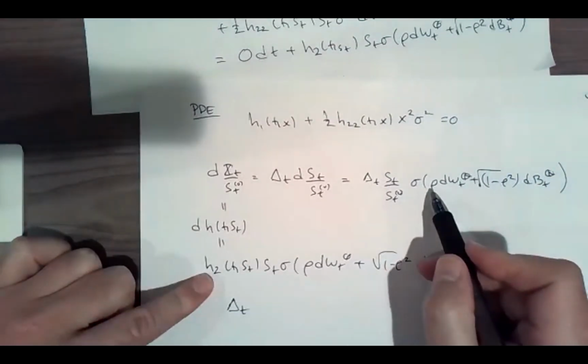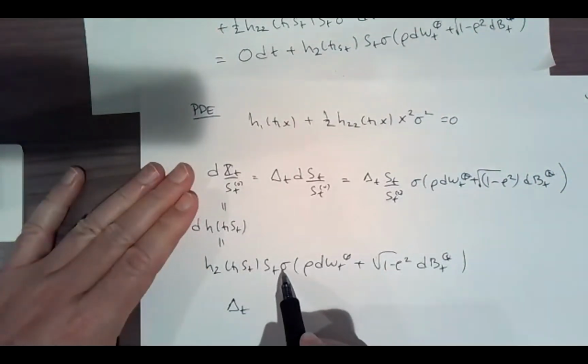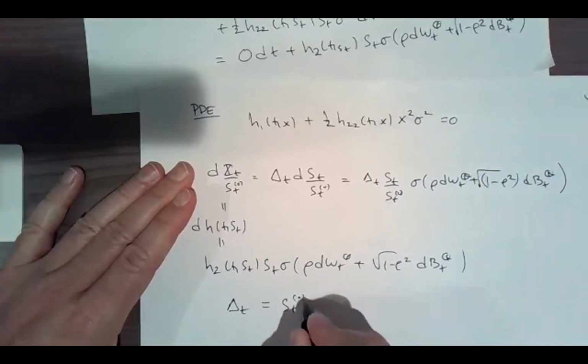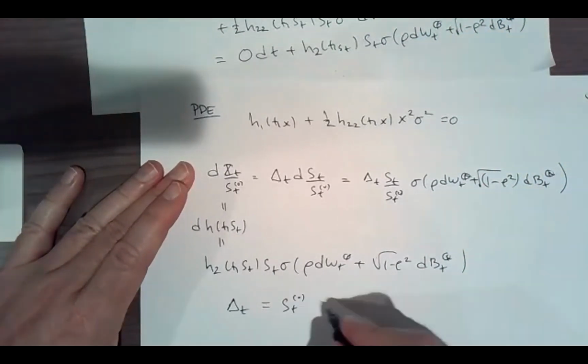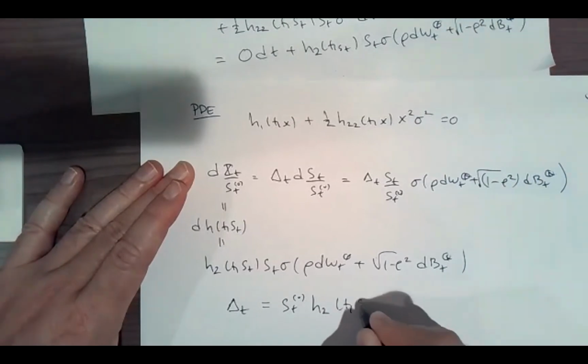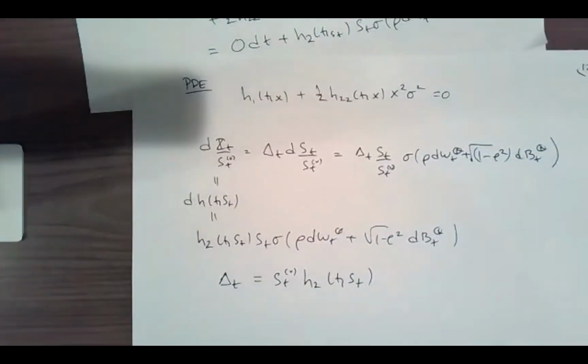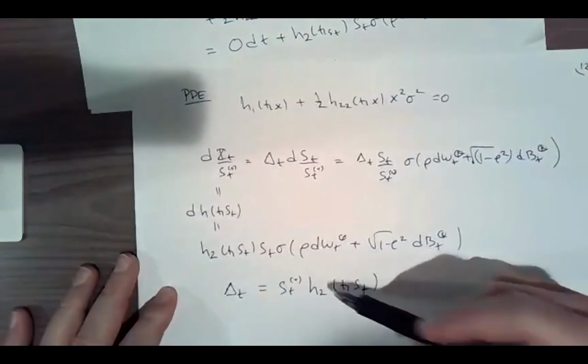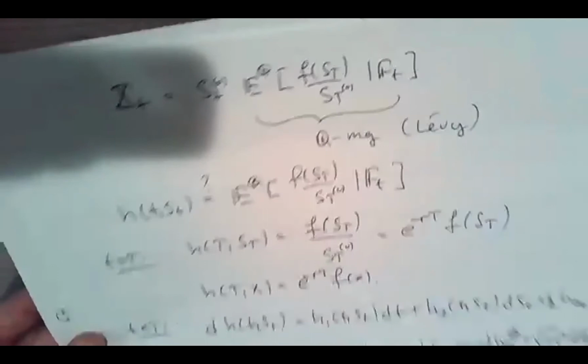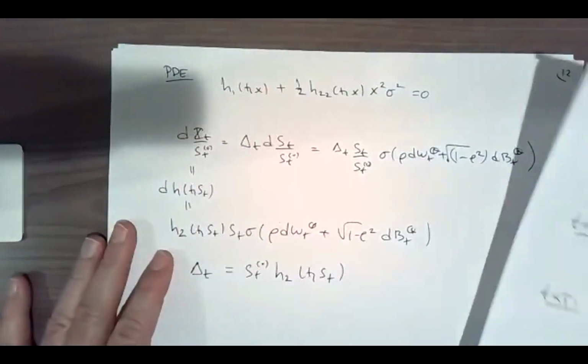I need this thing to be equal to that thing, so a lot of it will cancel out. I'll get delta t is St0 times h2 t St, where h is that solution to my PDE. I have the terminal condition, and I have the PDE itself.